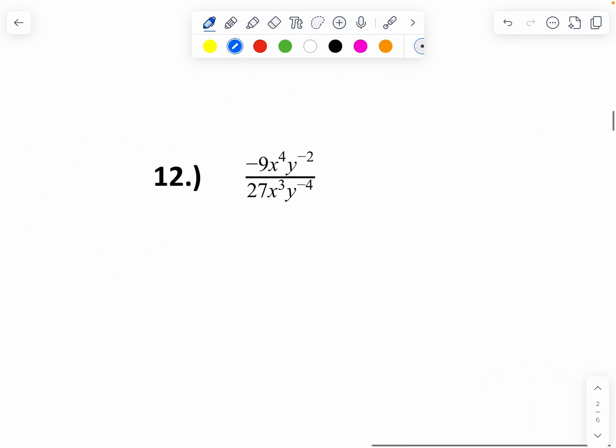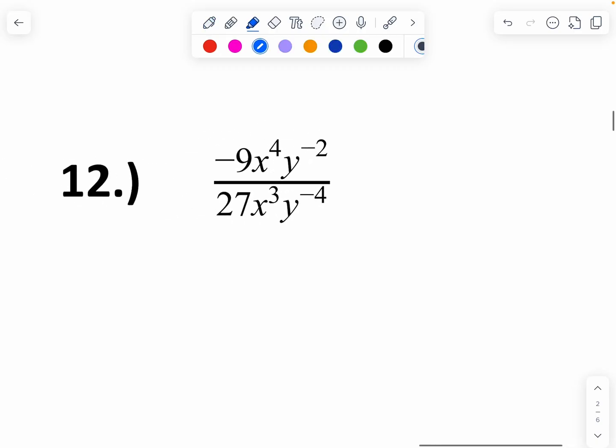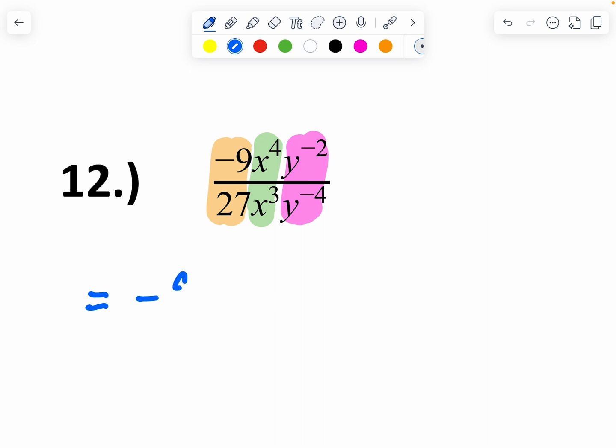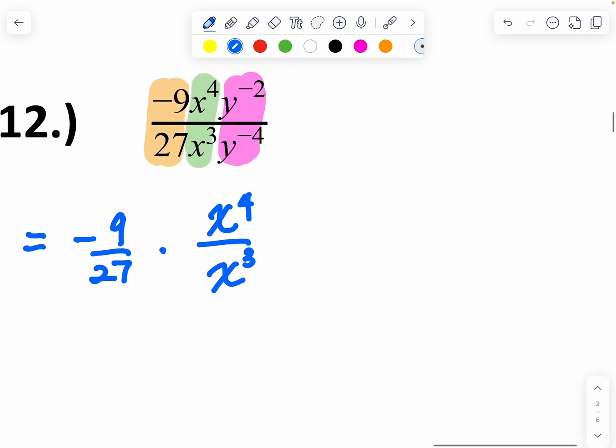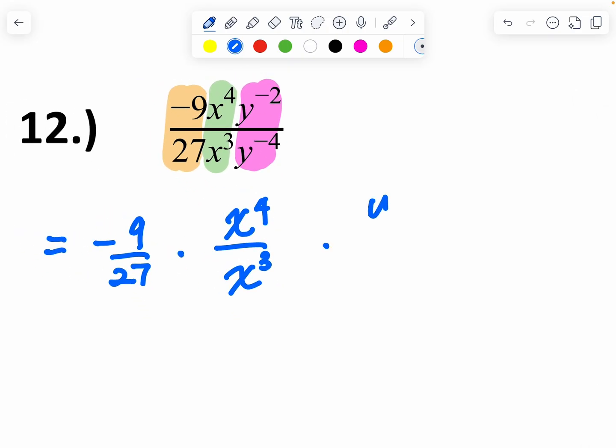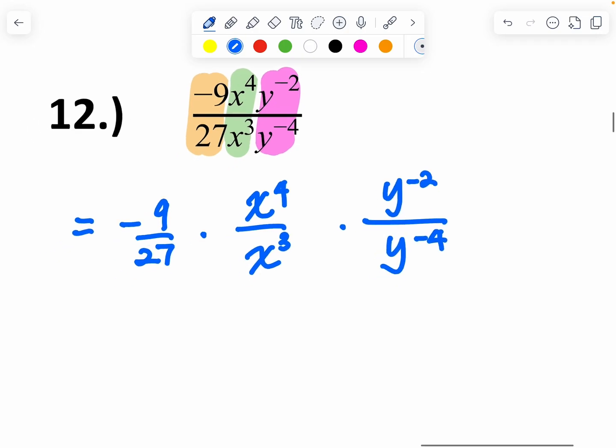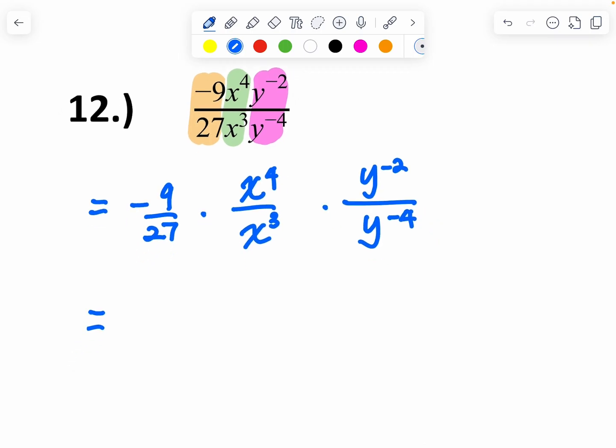All right, one final example. Okay, we got a lot going on there. Let me color coordinate this for you guys. So there are the coefficients. Oopsie, that's not the same color. And then we've got your base x, and then you got your base y. Okay, so -9/27 times x to the power of 4 over x cubed. I'm just making a little more space in between. And then y to the power of -2 over y to the power of -4. Okay, use the space to rewrite things more clearly for yourselves.